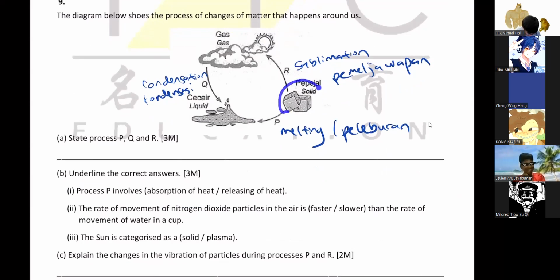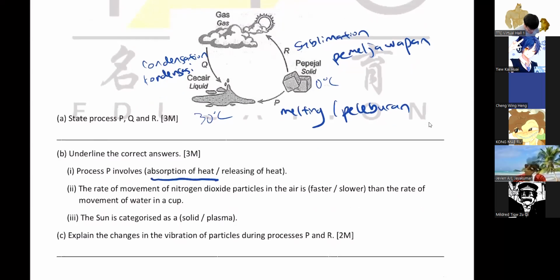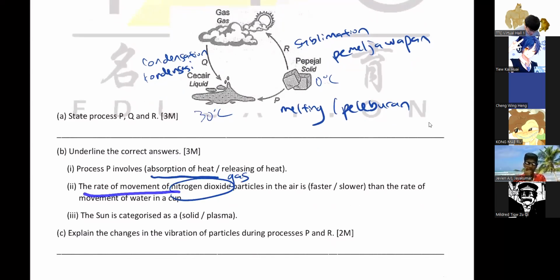Anyway, solid becoming liquid, so you turn from 0 degrees to 30 degrees. This one is becoming hotter, so it absorbs heat. Absorb heat. Number 2, the rate of movement of nitrogen dioxide. You might say, what the hell is this? Nitrogen dioxide is a gas. So movement of gas is what than the rate of movement of water? Comparing gas and liquid, obviously gas is faster.